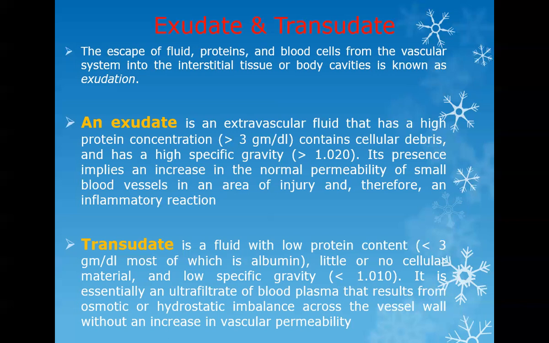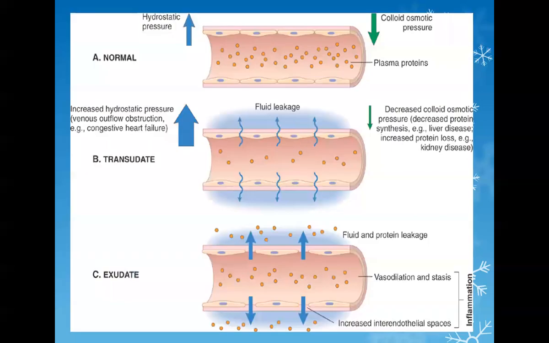On the other hand, if we talk about transudate, it has low protein, mostly albumin, less than 3 grams per dl. There are no cells, or only a few cells like lymphocytes. Here, a large amount of cells; here, few cells, hardly any. The specific gravity is less than 1.010, very low. Usually, it's an ultrafiltrate. And how it happens will be clear if you go to this picture.